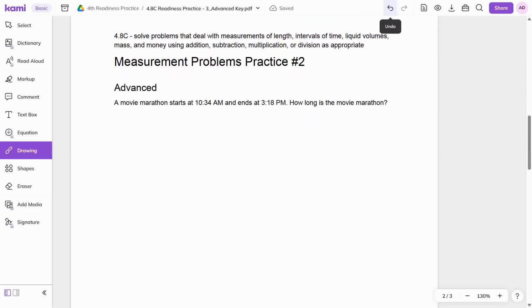Now we have a movie marathon. We start at 10:34 a.m. and we go all the way to 3:18. How long is the movie marathon? Well, we are trying to figure out a time interval here.